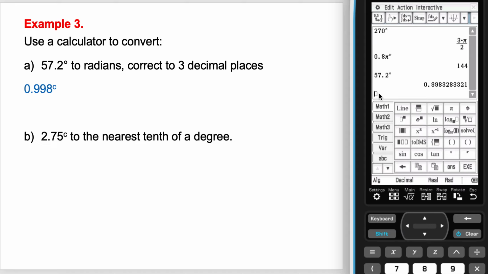And last one is 2.75 radians into degrees. So we're going to change our calculator back into degrees mode, type in 2.75 radians, hit execute, we get 157.56. So to the nearest tenth of a degree, that's really just to 1 decimal place, so it will be 157.6 degrees.